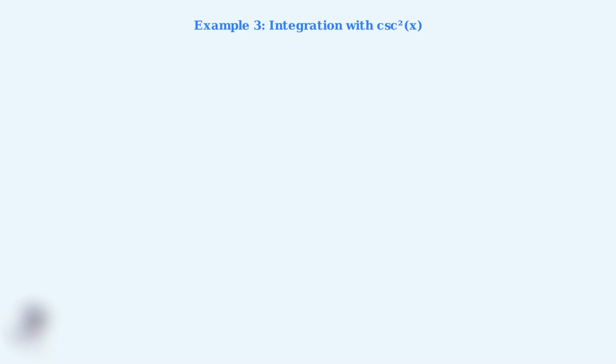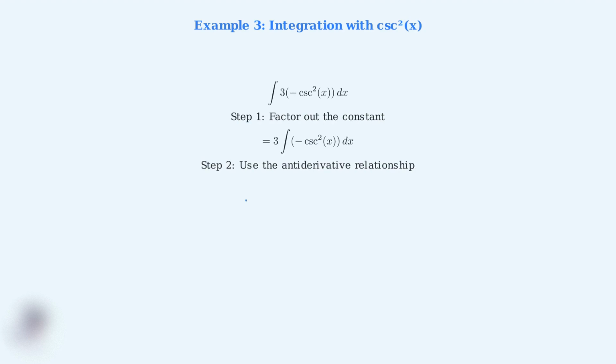For our third example, we'll work with integration. We'll evaluate the integral of 3 times negative cosecant squared x with respect to x. Step 1, we factor out the constant 3 from the integral. Step 2, we use the antiderivative relationship we learned. The integral of negative cosecant squared x equals cotangent x plus a constant. Step 3, we multiply by the constant 3 to get our final answer, 3 cotangent x plus c.